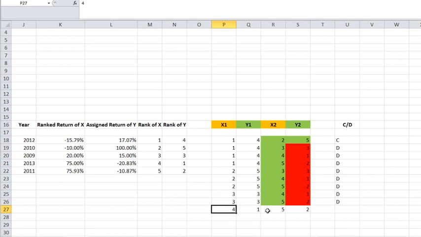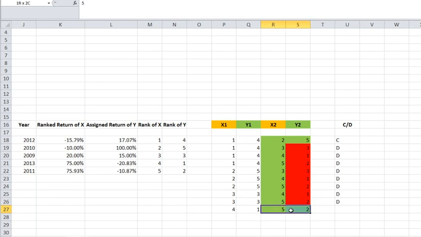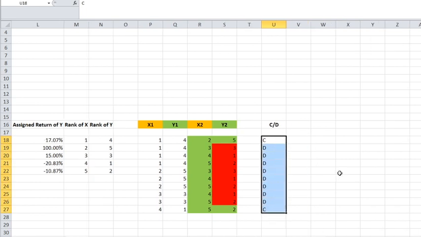Now 5 is greater than 4. That's a green color. And 2 is greater than 1. That's also a green color. So the colors are the same. So that makes that pair a concordant one. So now we have a total of 10 pairs. And we need to count how many of them are concordant. And there are 2 concordant pairs and there are 8 discordant pairs. So with a small sample like this, it's easier to just count the number of concordant and discordant pairs.